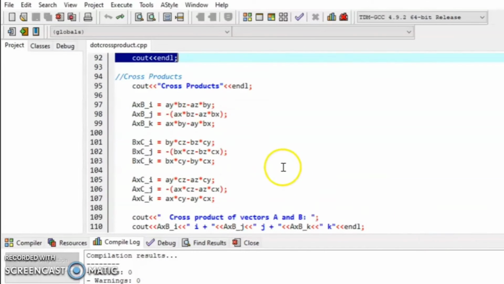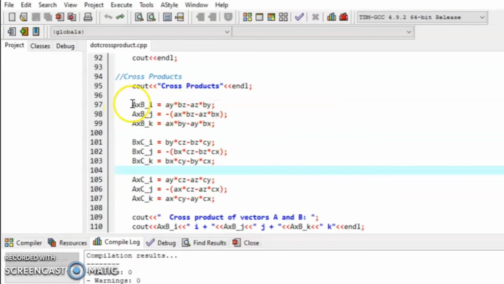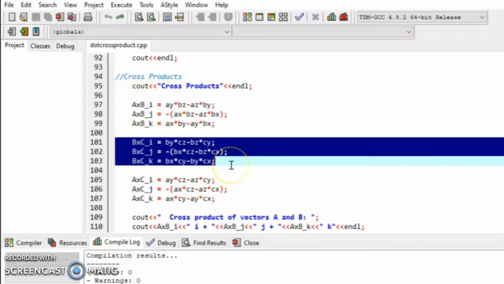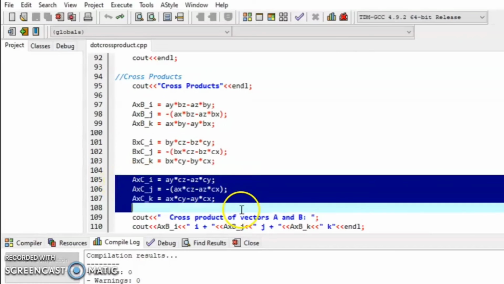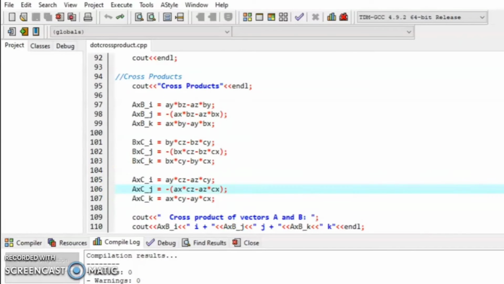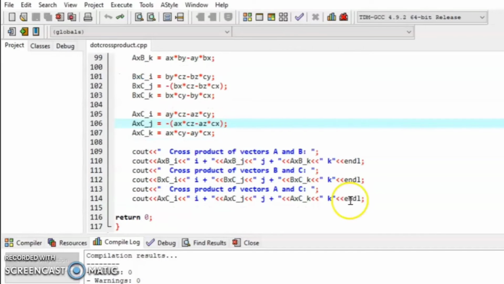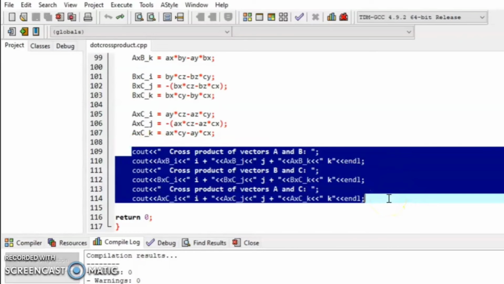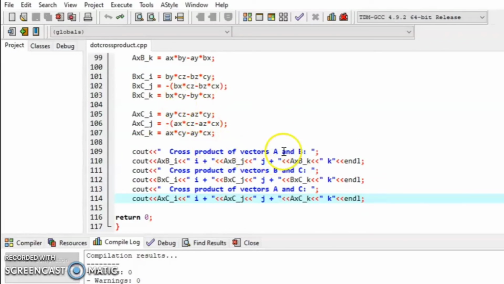And lastly, the cross product. You just simply type in the formula that is aligned with the matrix. This is the cross product of A and B, and this one is the cross product of B and C, and the cross product of A and C. Those formulas will be shown here in the cout, in the output part. Later on, we will see that once we compile and run the program, then return here.